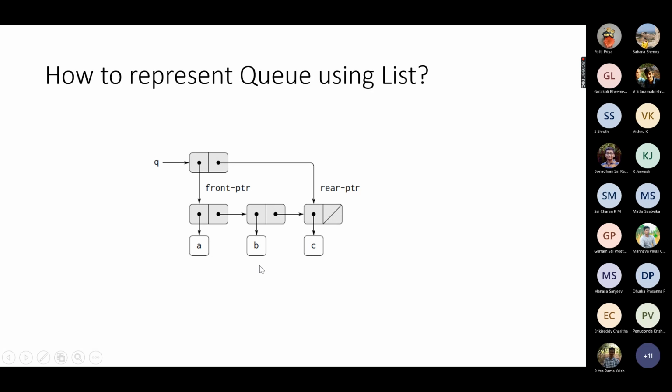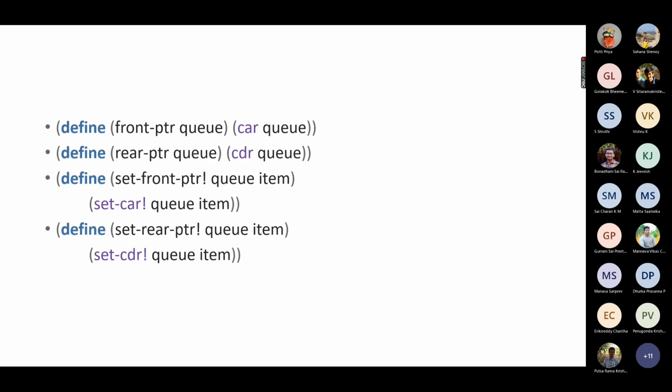Now, with this visualization, let us try to write some higher level procedures, which will be built with the help of lower level procedures. Look at the lower level procedures we require for achieving the higher level procedures. The higher level procedures we are going to discuss are insert queue and delete queue, inserting an item and deleting an item from a queue. For these, we require small procedures. Let's look at what they are.